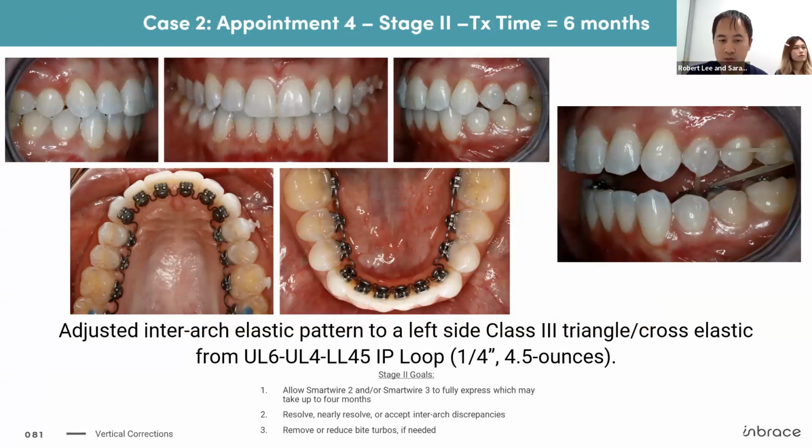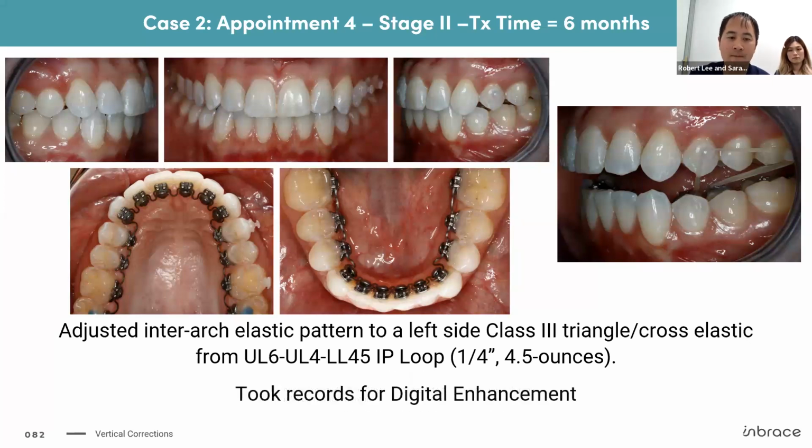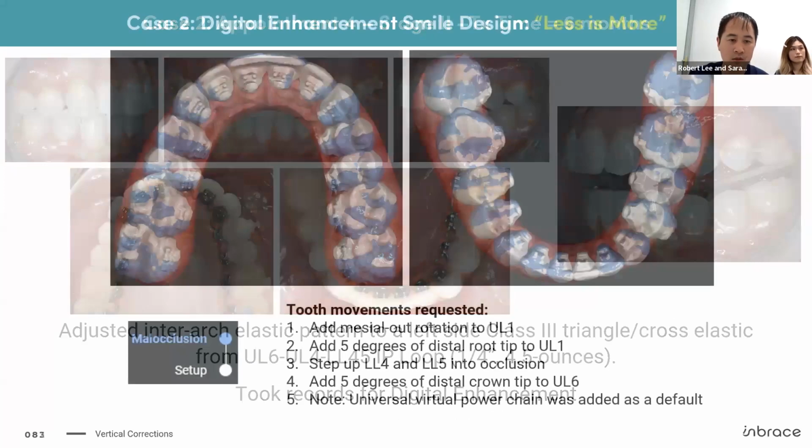They're going to continue to express while we're waiting for digital enhancement wires. We've generally resolved most of the interarch discrepancies. Still could use a little bit more class 3 elastics, but overall is looking pretty good. And then at this point, the bite turbos have been reduced enough that the patient's essentially in occlusion in the posterior. So then we went ahead and took records for digital enhancement for final detailing.